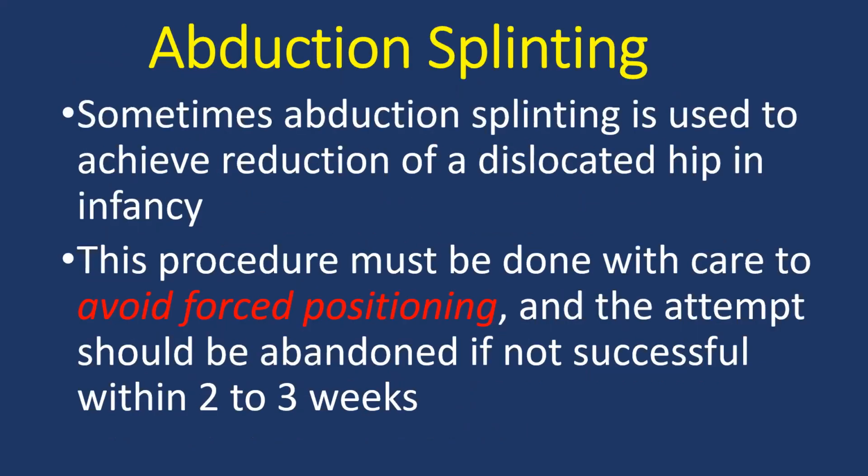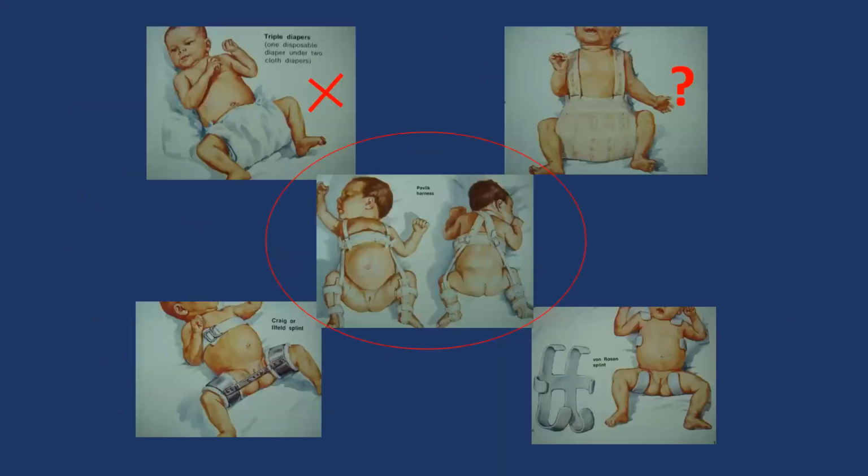Sometimes abduction splinting is used to achieve reduction of a dislocated hip in infants. This procedure must be done with care, avoid forced positioning, and the attempt should be abandoned if not successful within 2 to 3 weeks. There are various methods of abduction. One is the Frejka pillow, one is double diapers, one is the Craig splint, as is shown over here, one is the Pavlik harness.